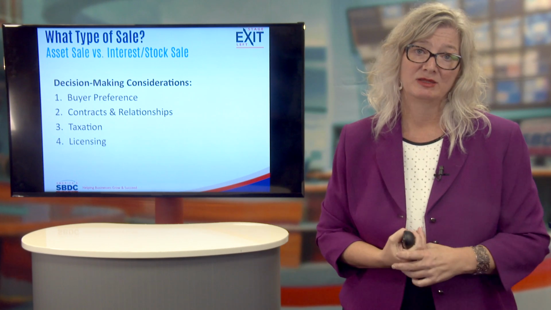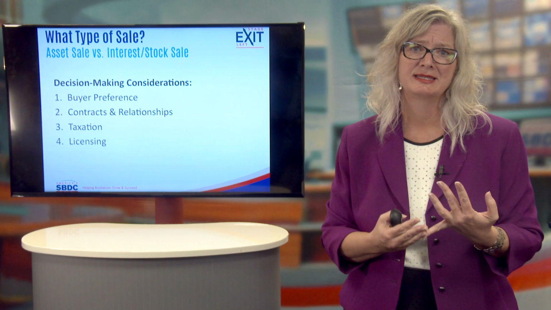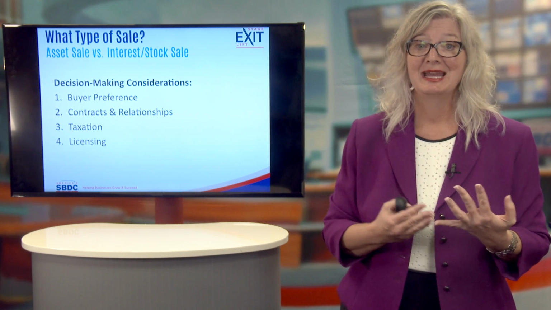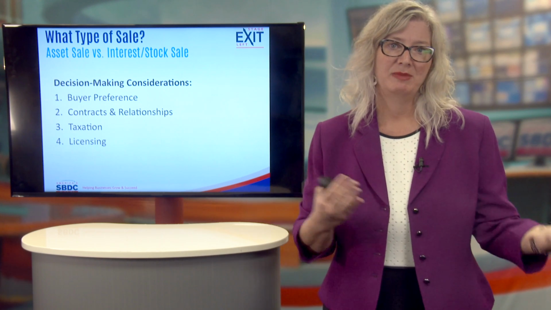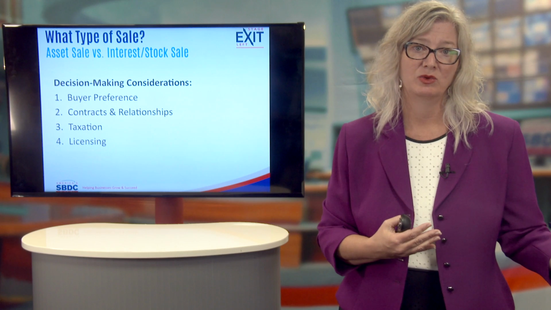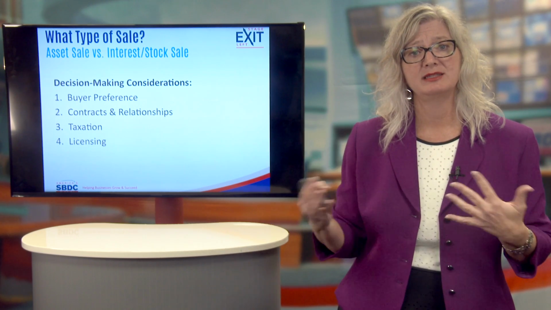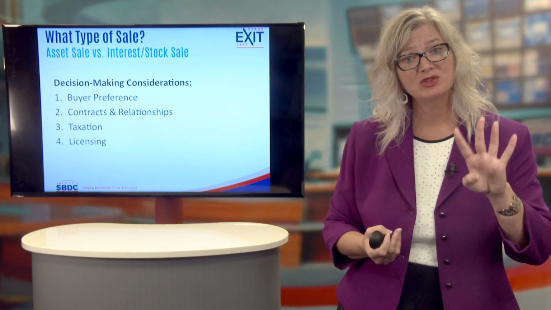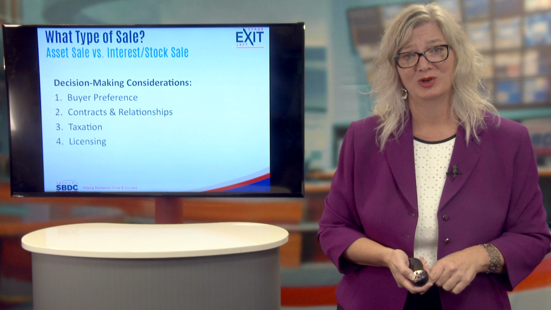And then the fourth one we talked about already, which is the licensing. If there's a really necessary license, a critical license to the business, can it be transferred? And if it can't, then maybe a stock interest sale is the way to go. But if it can be transferred, then we're looking at what the easiest way is to accomplish that. So those are the four decision-making considerations when you decide how to sell your business.